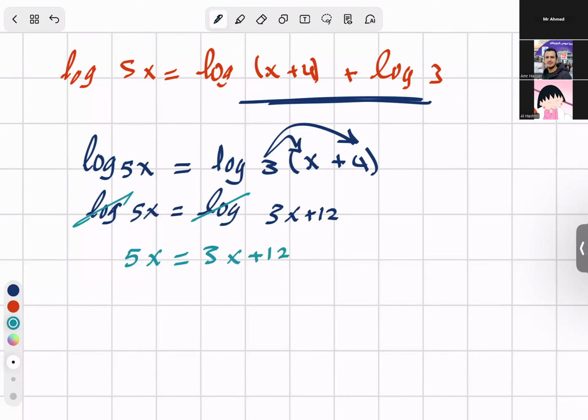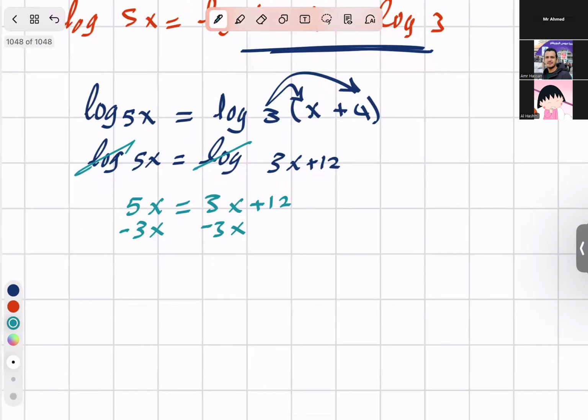Then it's going to be 3x plus 12 plus 5x equals 0. No, wait, hold on. I need to subtract from both sides, right? So 5x minus 3x plus 12. Oh, you changed the sign. Yeah, I changed the sign because I need to get rid of 3x. So we cancel 3 and 3, and then we do 5 minus 3. It's going to be 2x, which equals 12. So 2x equals 12, and then divide 2x by 2 and 12 by 2.